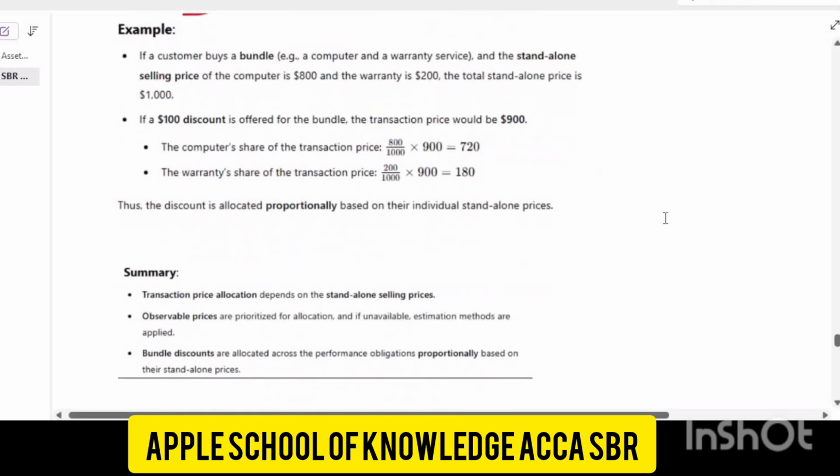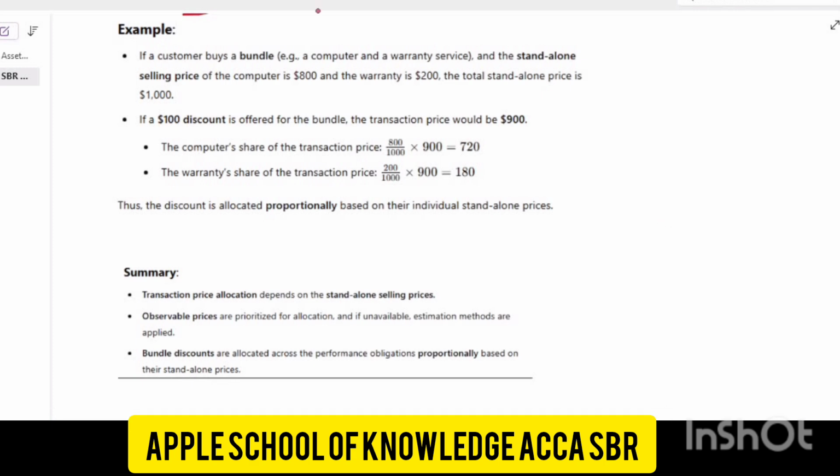We have an example for better understanding. If a customer buys a bundle, a computer and warranty services, and the stand-alone selling price of the computer is $800, the computer can be sold separately, and the warranty stand-alone selling price is $200. So the total stand-alone price is $1,000.